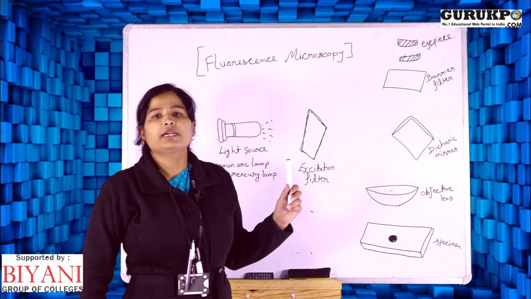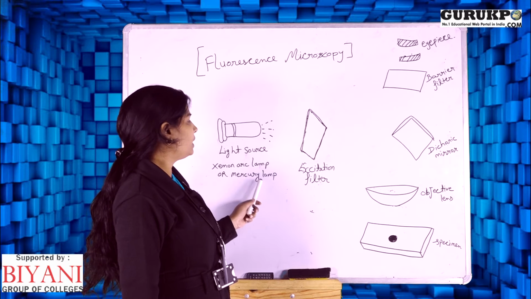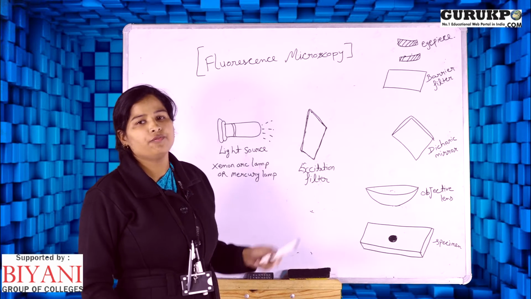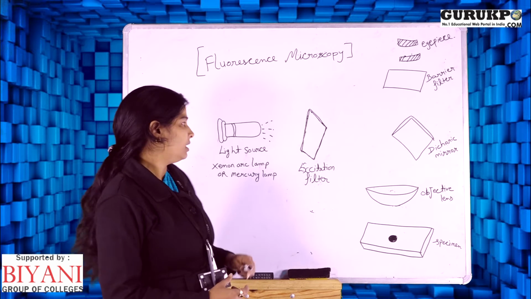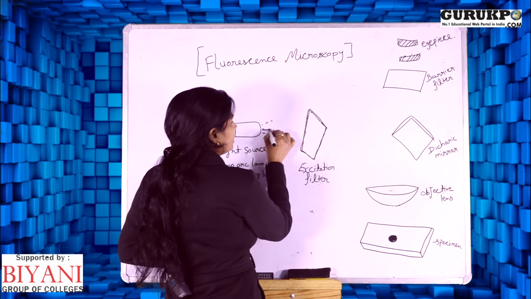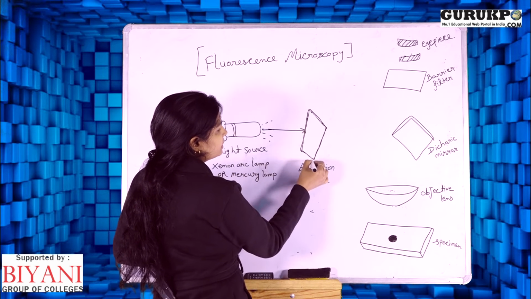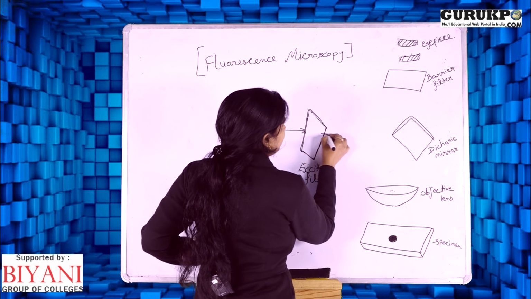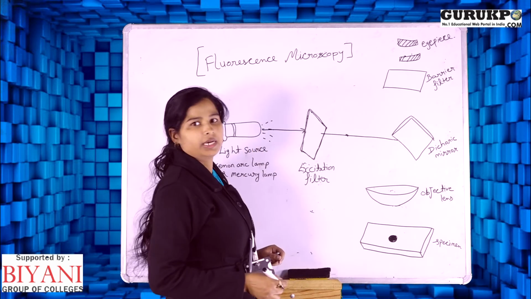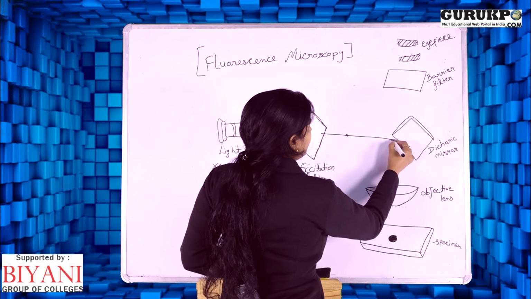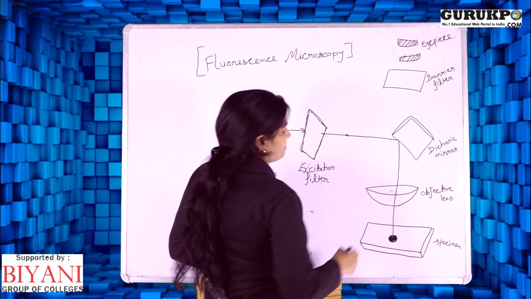In fluorescence microscopy, we generally use a xenon arc lamp or mercury lamp as the light source for the incidence of shorter wavelength light. The shorter wavelength light moves to the excitation filter, which filters the desired wavelength of light to the dichroic mirror. The dichroic mirror is used to reflect the light towards the objective lens through the specimen.